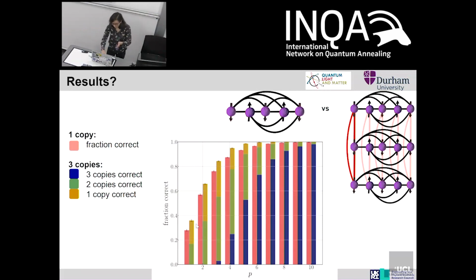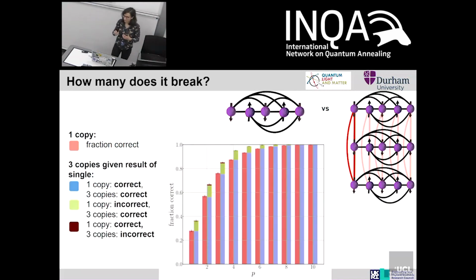But interestingly for us, these right-hand bars are the results from 3 connected copies. And what we see is that there is an improvement, an increase in fraction correct, from just a single copy to 3 connected copies. And interestingly, this is not caused by just having 3 copies correct, but by having 2 or just 1 copy correct out of the 3. We also wanted to measure the effect that our technique had on instances by themselves.